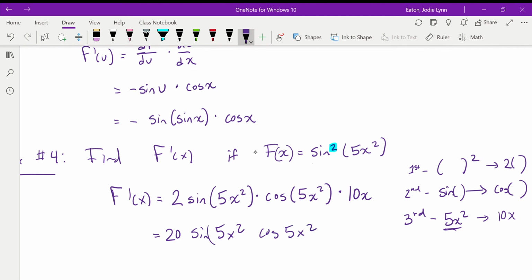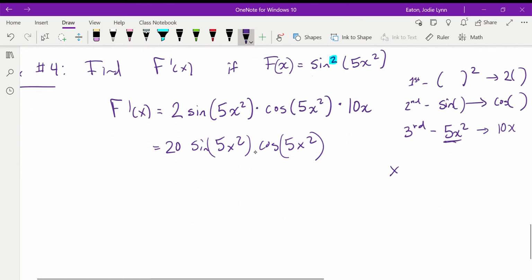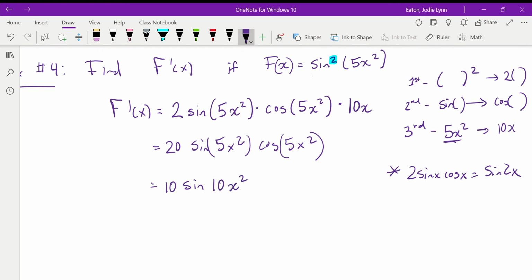One thing I might notice, though, is that 2 sine x cos x happens to be equal to sine 2x. And since I already have quite a mess inside, I may as well rewrite this, taking a 2 in, as 10 sine 10x squared. And that looks quite a bit simpler, doesn't it? Lovely. Okay, so that's just a reminder. And as we can see, if we have a 5x squared, doubling that gives us a 10x squared.